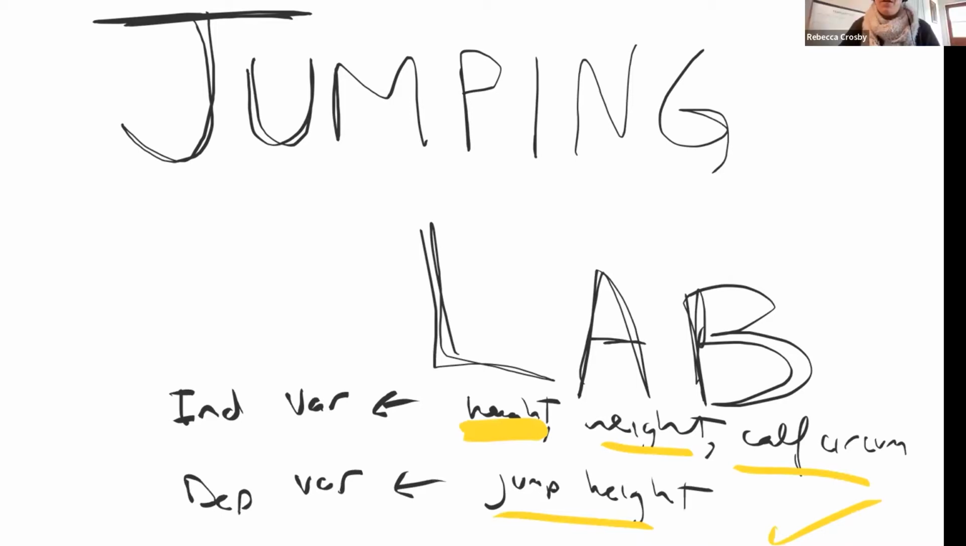Would it be okay with you if, as good practice, we listed our independent and dependent variables just for our own reference? Yeah, I think that's probably a good idea. A nice way to keep track of things.